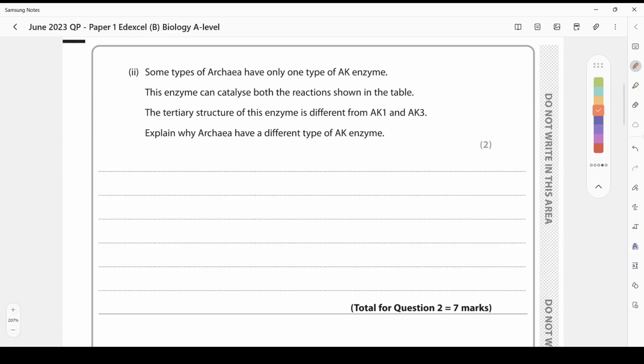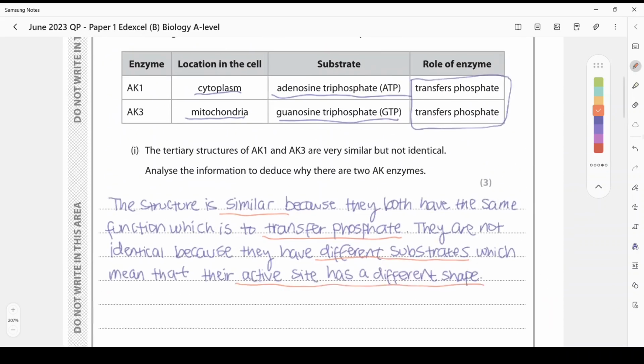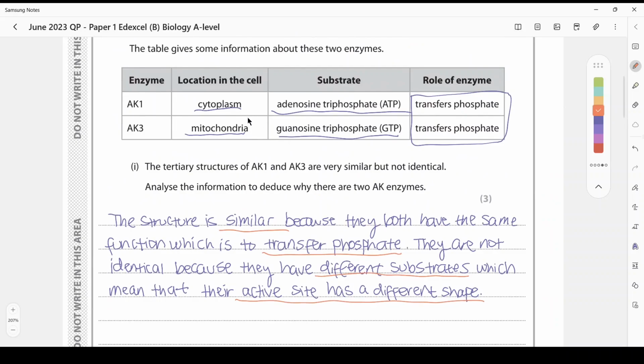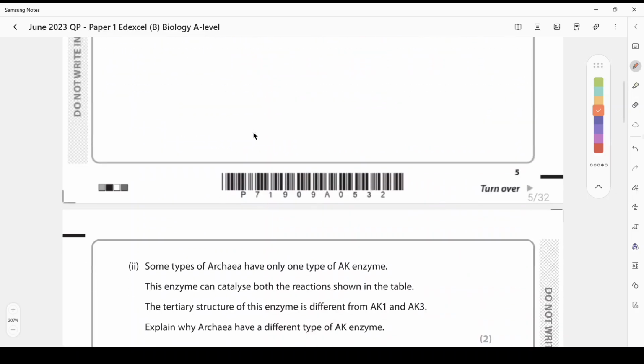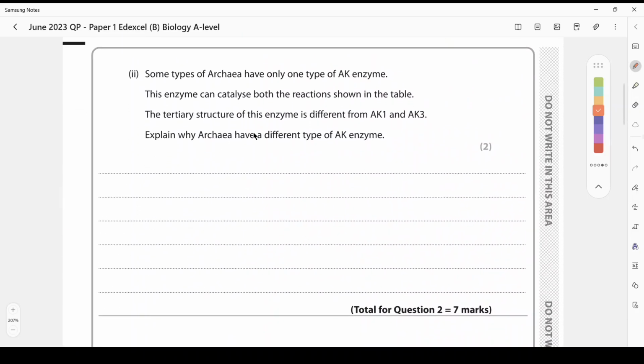Some types of Archaea have only one type of AK enzyme. This enzyme can catalyze both the reactions shown in the table. The tertiary structure of this enzyme is different from AK1 and AK3. Explain why Archaea have a different type of AK enzyme. So if you look back at the table, the reason why humans need two is because of the location. One's in the cytoplasm, the other one's in the mitochondria. And Archaea have a very similar structure to prokaryotes in the way that they don't have mitochondria. So that means that the AK enzyme would just be found in the cytoplasm.